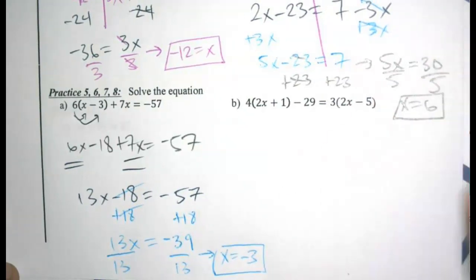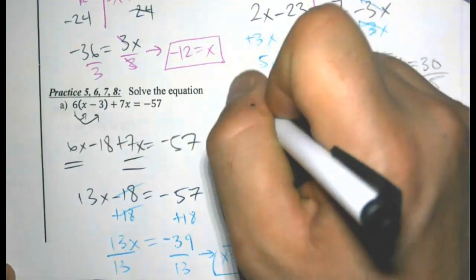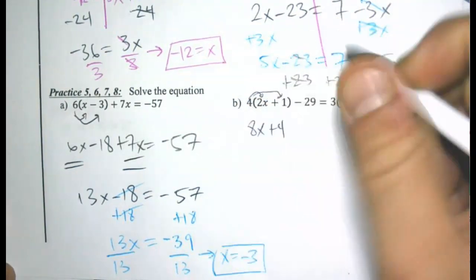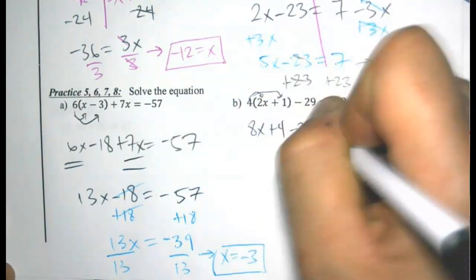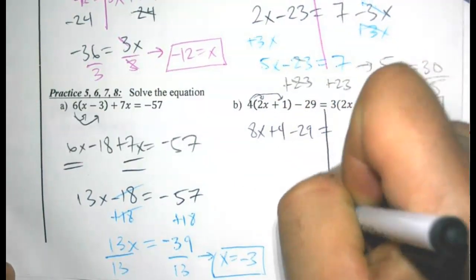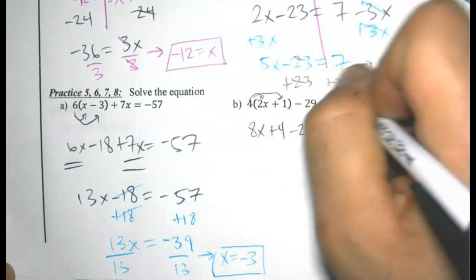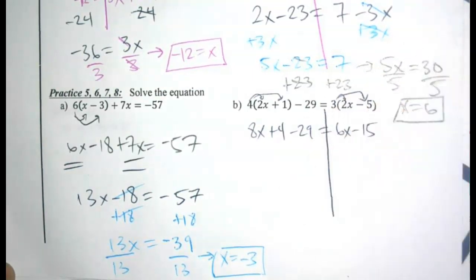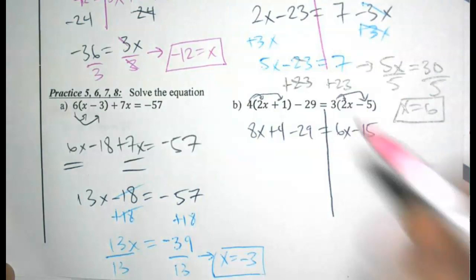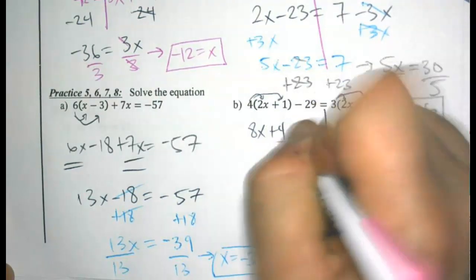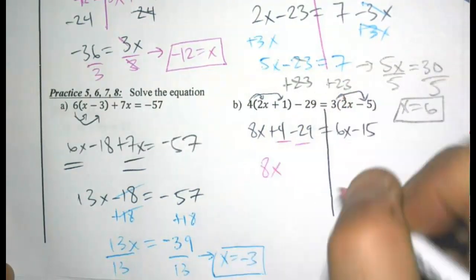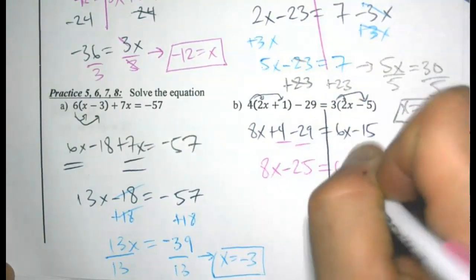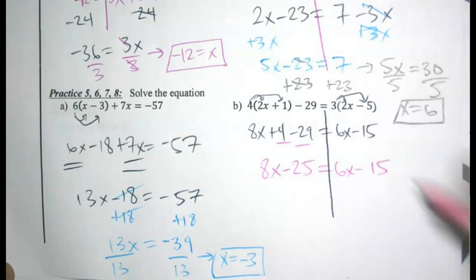Keep moving along here. This next one has quite a few steps. I'm going to distribute. 4 times 2 is 8x, 4 times 1 is 4. Bring down the minus 29. I forgot my line in the last one. Draw the line if it helps you. 3 times 2 is 6x, 3 times 5 is 15. I'm going to go ahead and combine like terms here for minus 29. So it's going to leave me with a minus 25. Bring down the 6x minus 15.